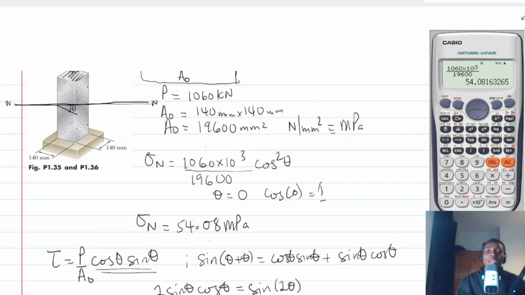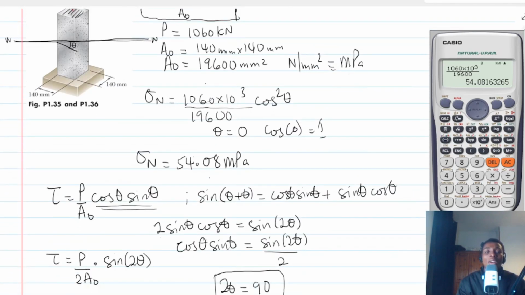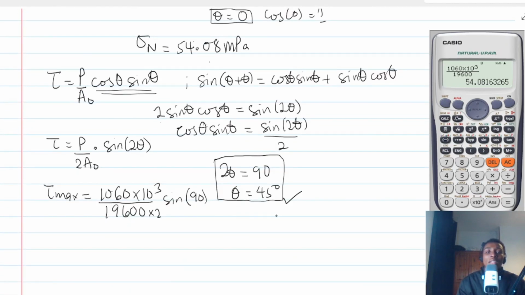The question said we should calculate the normal stress and the shearing stress and then specify the orientation of the plane. So that is where the specification comes from. The normal stress happens at exactly theta equals 0, and the maximum shearing stress happens at theta equals 45. Let's calculate it: I will not change anything, but I will just divide by 2.